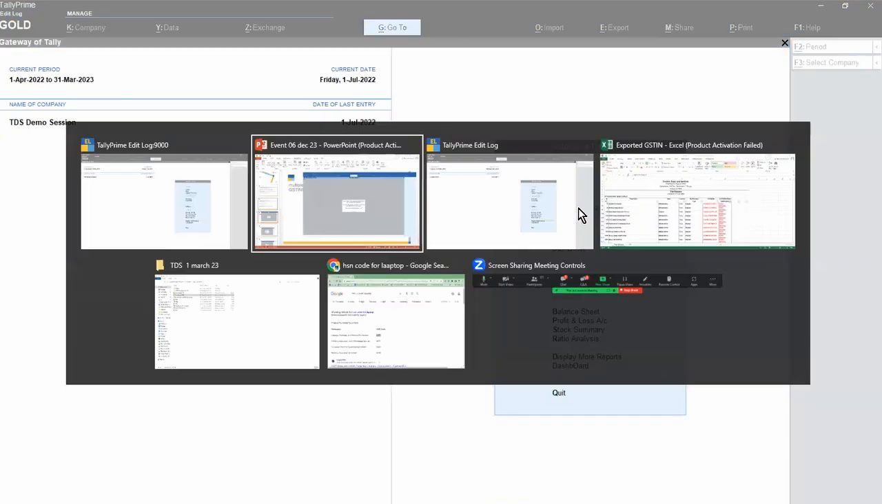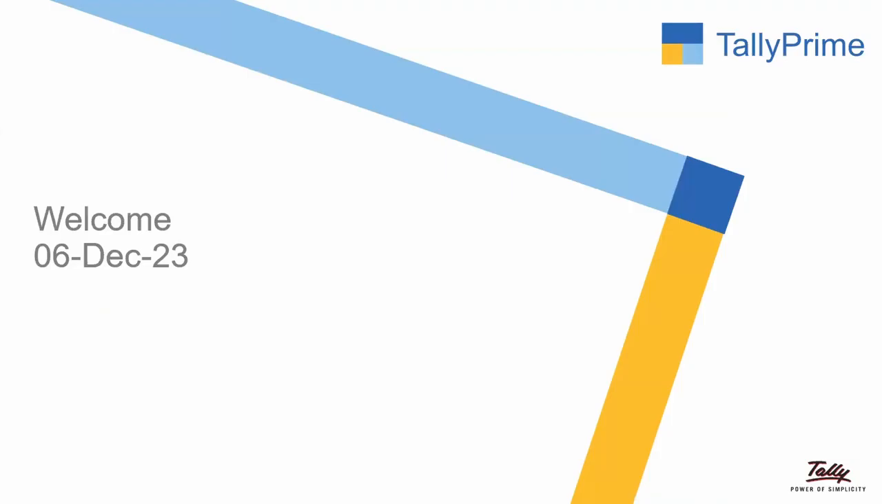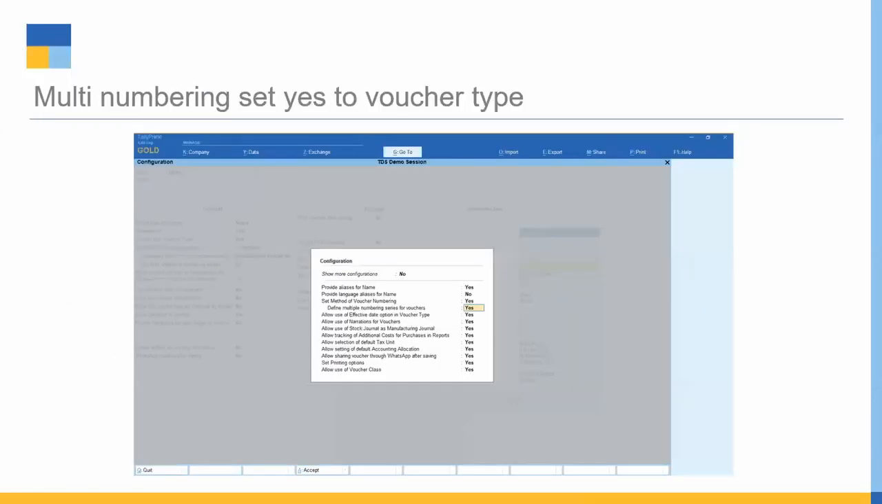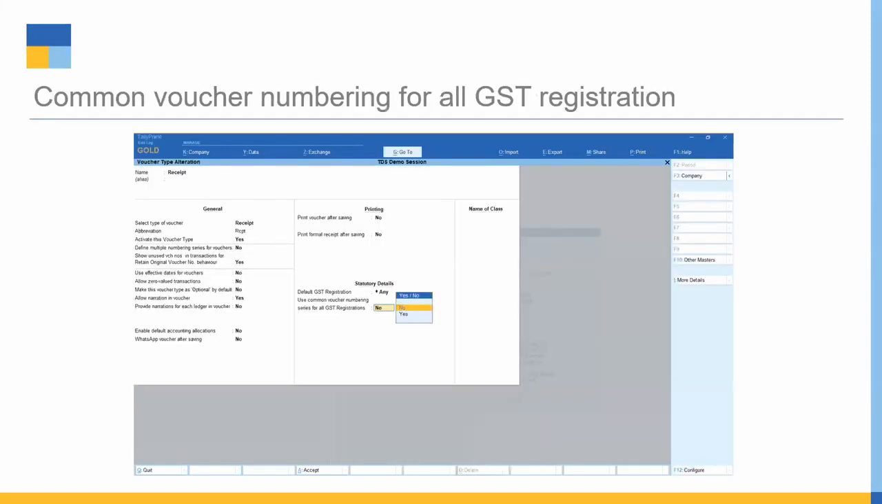For multi GSTN, there are only a few things I can remind you. Once you set multiple GSTN properly, you can set a series by pressing F12, and you can use multiple series for the same voucher type, as well as create multiple, different voucher types for different states, that is, place of supply. There is also an option for receipt, payment or journal. You can set that you want to use common ledgers and a common numbering method for all your GST registrations. So you can set yes here.